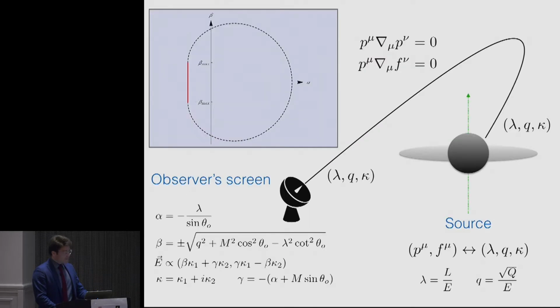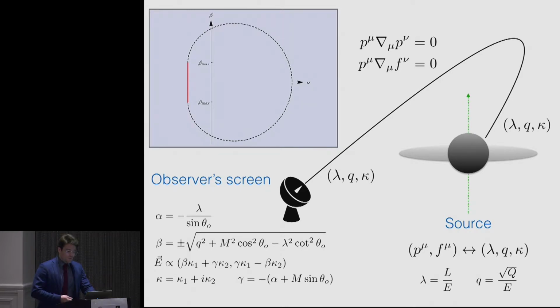Okay, so one last slide about the calculation to explain in pictures what's going on. So this might seem like a lot, but let me unpack it for you briefly. The idea is that at the source, we have photons that come out with some momentum p mu, and we choose an associated polarization which respects the symmetries.